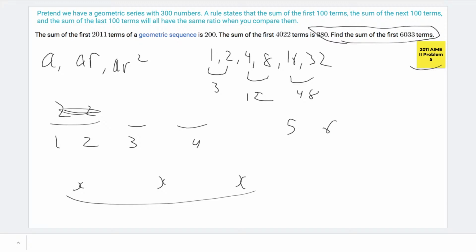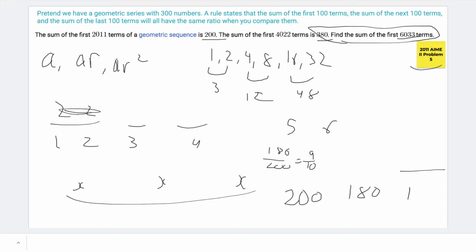In this case, the sum of the first 2,011 terms is 200. The sum of the next 2,011 terms is actually 180, because 380 minus 200 is 180. And now we want to find the sum of the next 2,011 terms to get to 6,033. As I said, the ratio will be the same. To go from 200 to 180, you multiply by 180 over 200, which equals 9 over 10. That means to go from 180 to the next 2,011 terms, you multiply 180 times 9 over 10. And after you do so, you get 162.